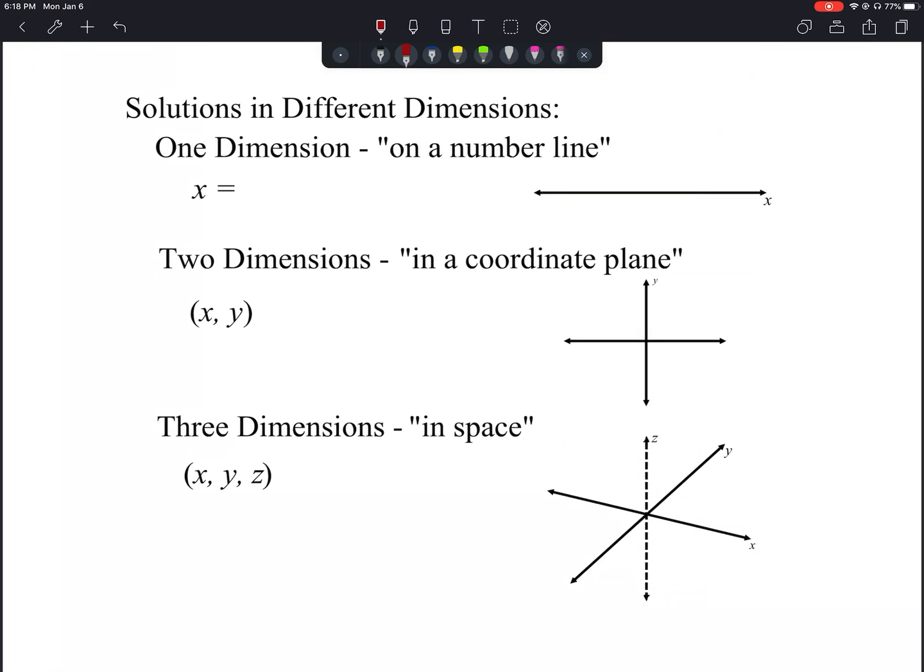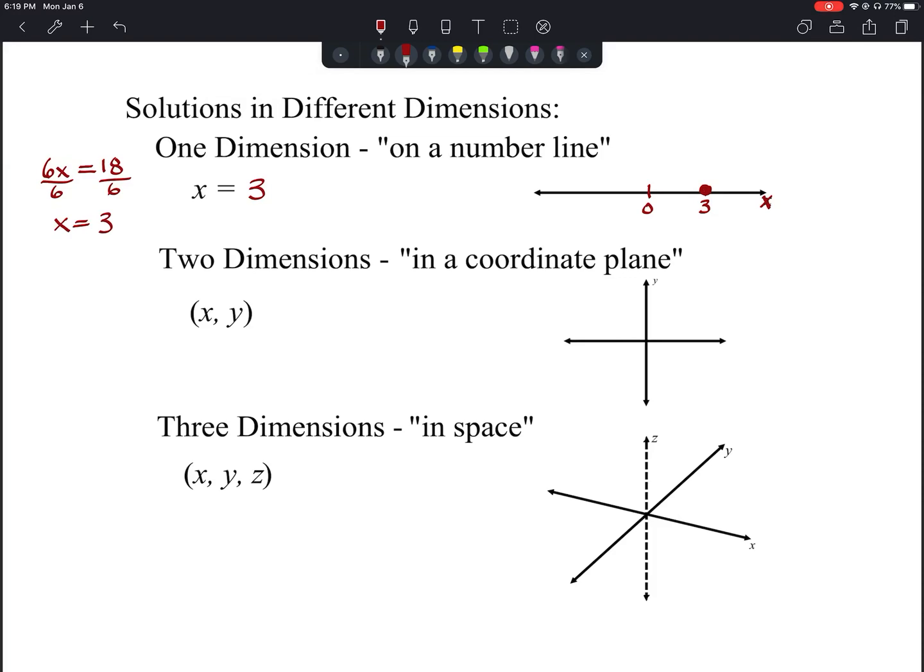Let's talk about solutions in different dimensions. So we're talking about a one-dimensional equation. That's something like, let's say, 6x is equal to 18. If you're trying to solve that, we're trying to get x by itself. We get x is equal to 3. So we had one variable in our equation, and we get x equals 3. And if we wanted to represent that graphically, we need just one axis. So we'll put our number line down like it's our x-axis. And our solution would be 3, so we put a closed circle at 3.